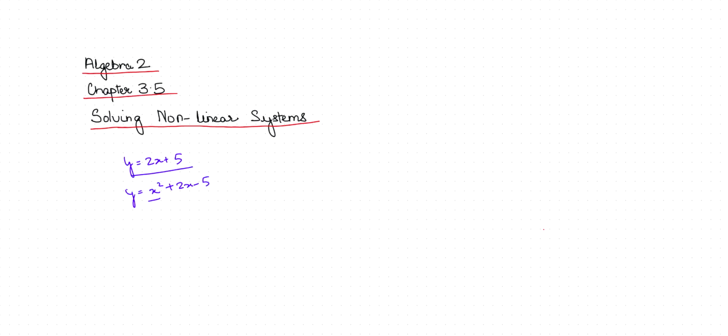If they intersect, they can have no solution, which means they will never meet. They can have one solution like this, they meet at one place, and they can have two solutions like this. Okay. So let's do some questions and then it will become more clear.